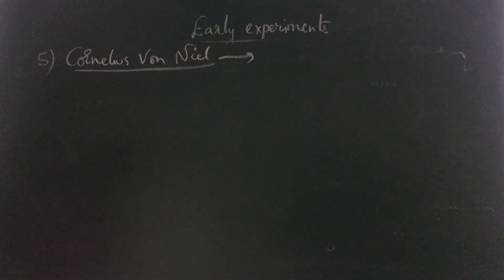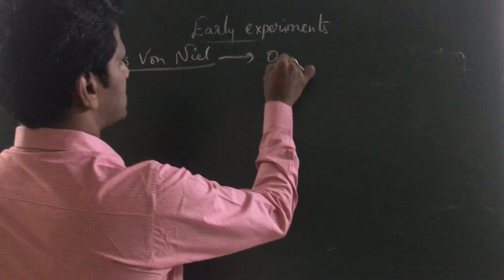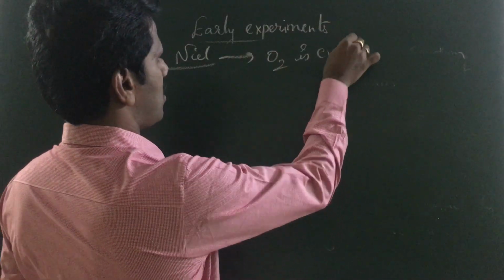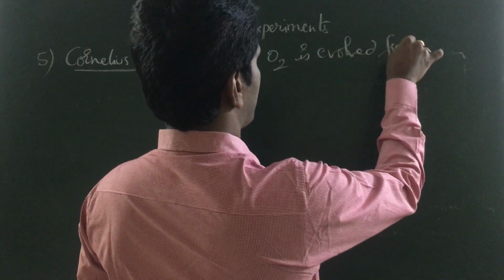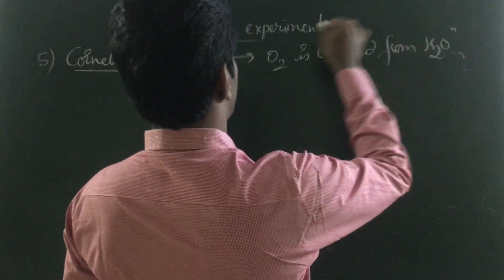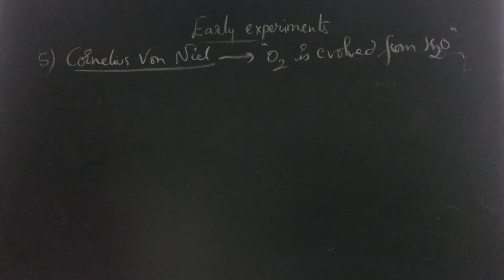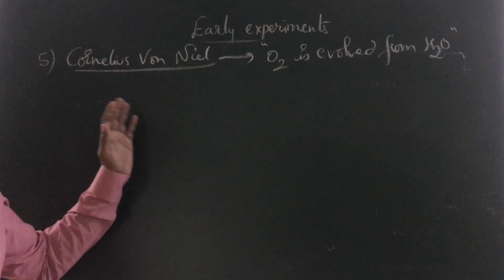Cornelius van Niel. Oxygen is evolved from water. This was the statement given by the scientist Cornelius van Niel.